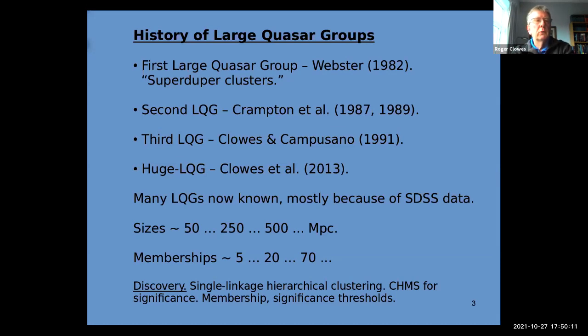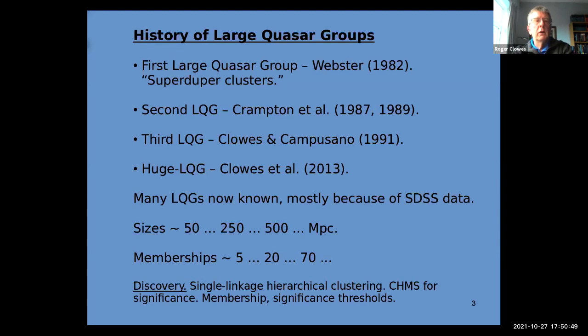So I would quite have liked it if it had stayed as super-duper clusters, but it didn't. The second large quasar group was found by Crampton, Cowley and Hartwick and reported in two papers, 1987-1989. And at this time, in the 1980s, structures on the scale of 100 megaparsecs were not being particularly well received by the community. People seemed to think that such things were not possible in the standard cosmology.